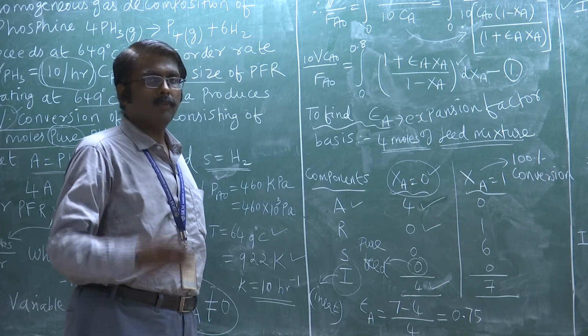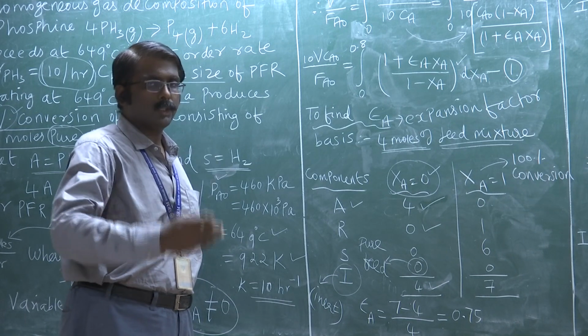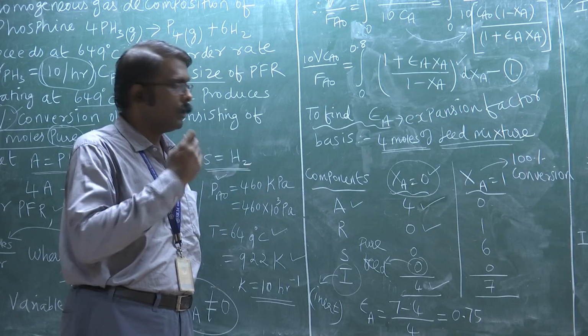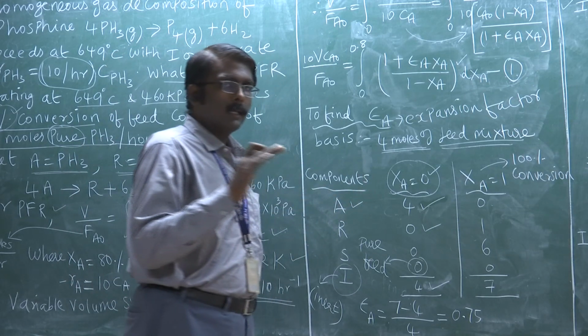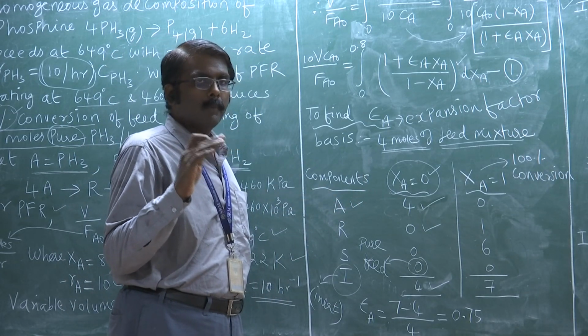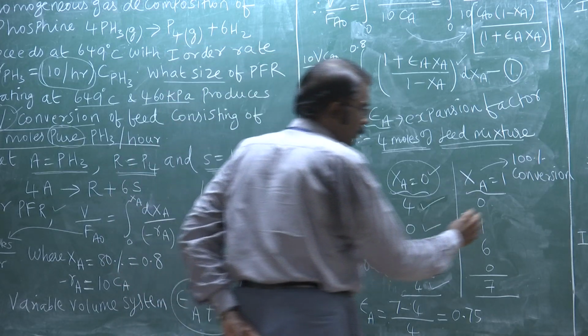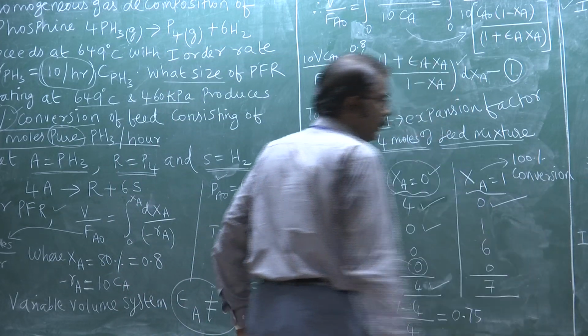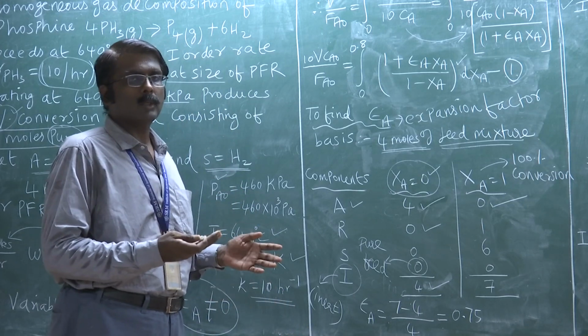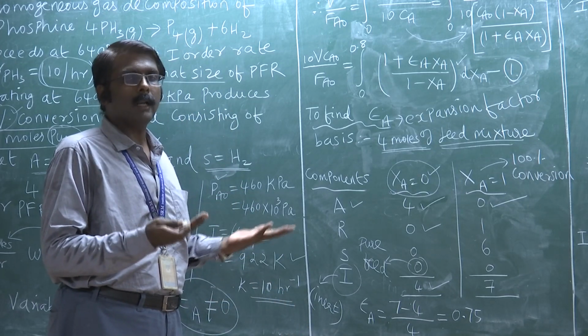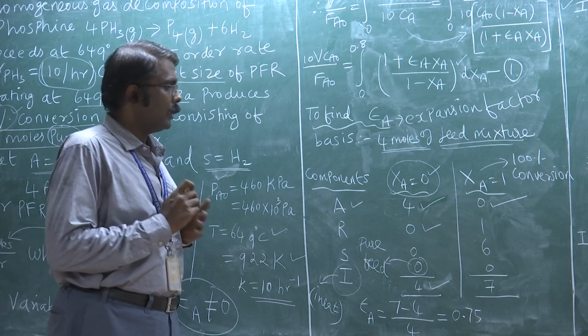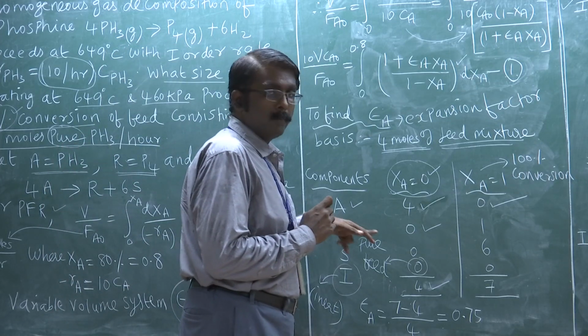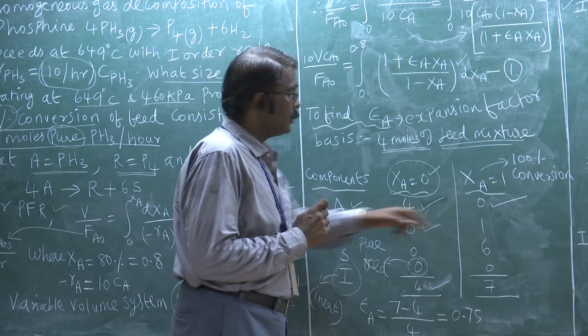How many moles of each of the components are remaining in the system, that also we have to identify now. Xi equal to 1 means all the A would have become product. That means no A is left in the system. So the number of moles of A is 0. 100% converted.